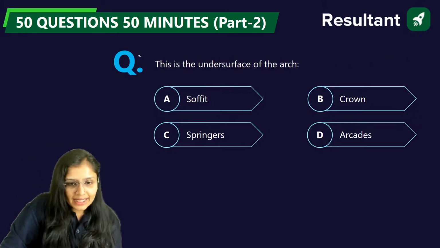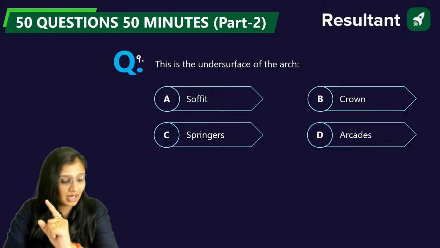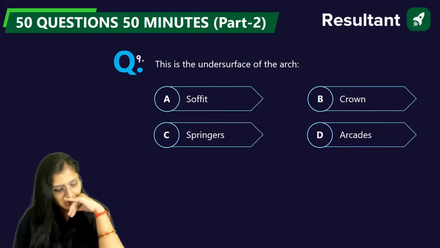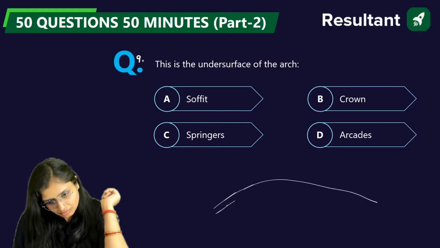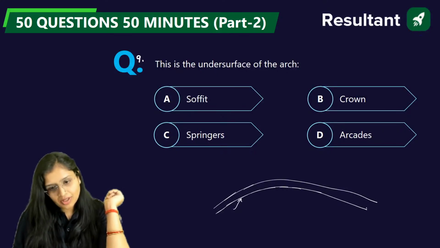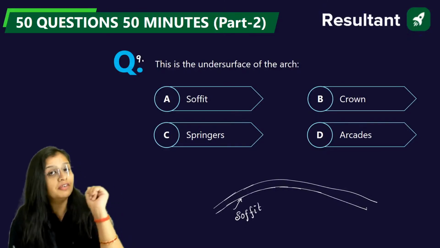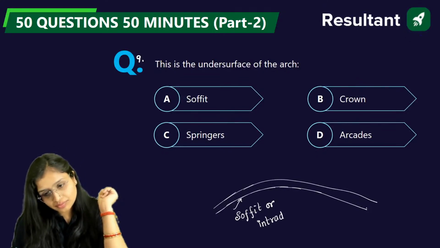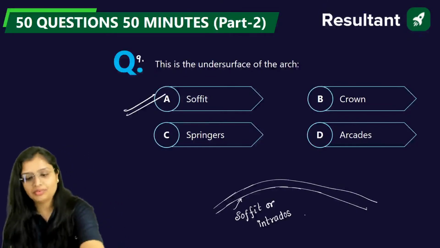Question number 9. This is the undersurface of arch. This question has been asked in ISRO as well a lot of times. Which is the undersurface of arch? Come on, guys. This arch is there. Undersurface of the arch. This part. You call it as soffit. There's one more name for it. If in the question it is not giving you soffit, there's one more name for it. That is intrados. Okay, so this is the undersurface of the arch.